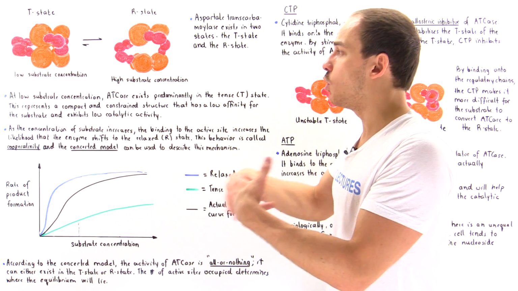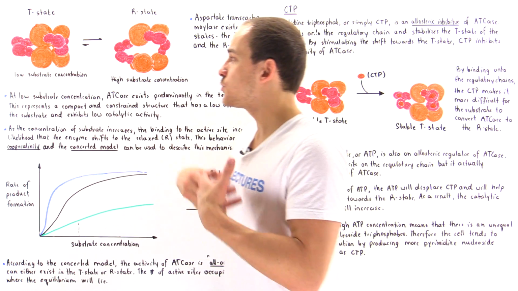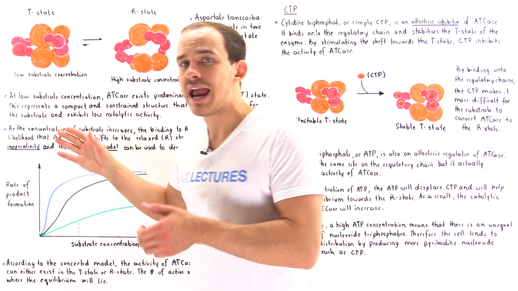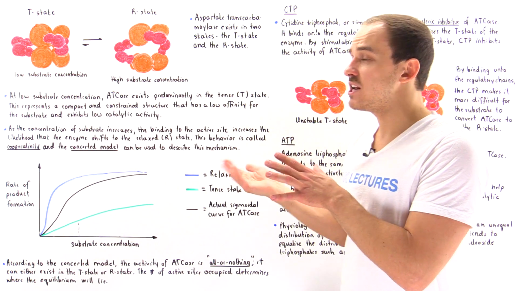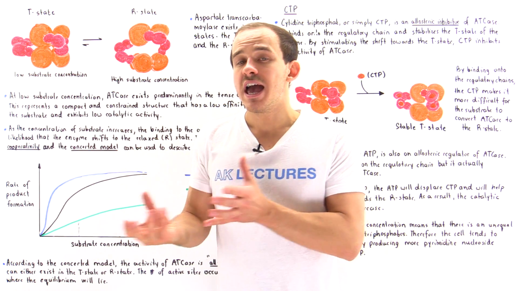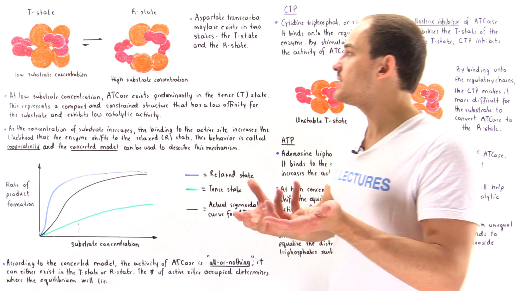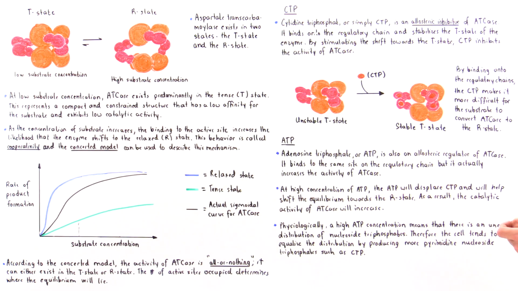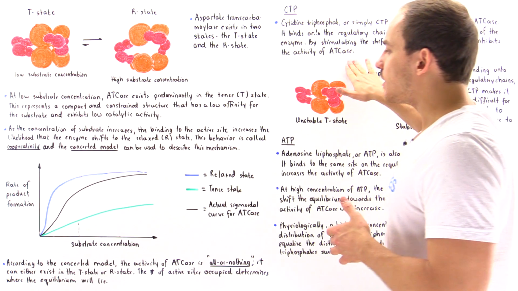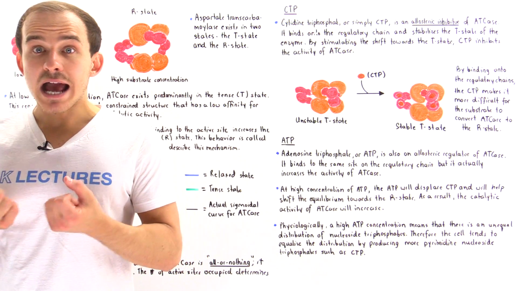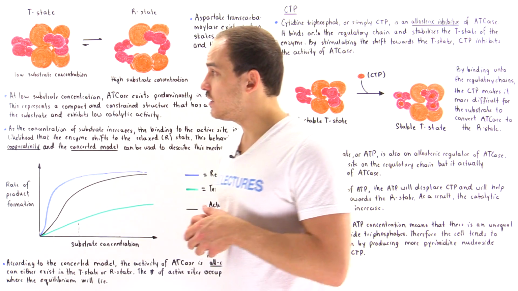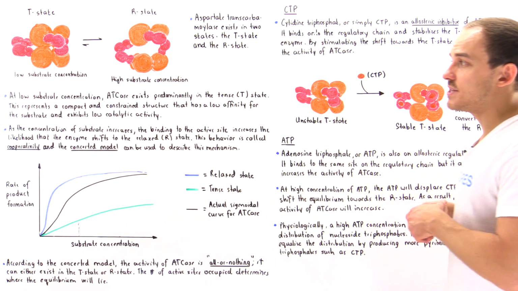We have the all or nothing behavior in which we either exist in the T state, in which the enzyme is inactivated, or the R state, in which the enzyme is fully active and basically carries out that particular catalytic reaction. Now, what about the two types of allosteric effectors that our cells actually use to basically control and regulate the activity of this enzyme?